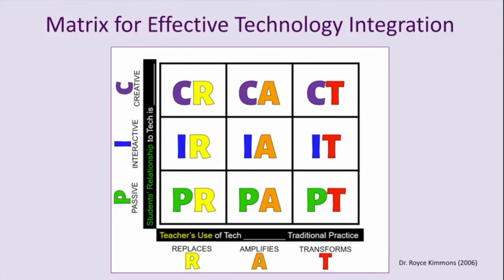Is the technology just replacing something you already did and it has equal learning outcomes? Is it amplifying, meaning you could still do it without the technology, but the outcomes are actually a little bit better? Or is it completely transformed, meaning the learning that occurred could not have possibly happened without the technology? The goal is not to always be in the top right corner, but the goal is to oftentimes try to move step by step towards the upper right corner. But that does not mean that a PR, passive replace, is not a good thing. It's useful in its way too.